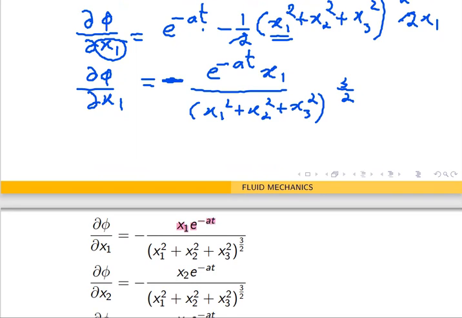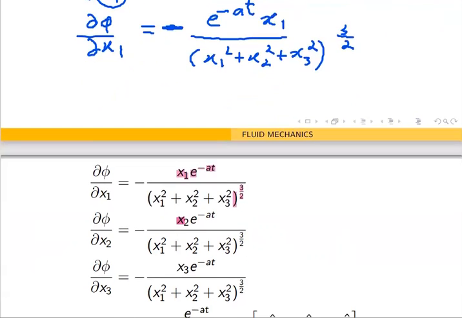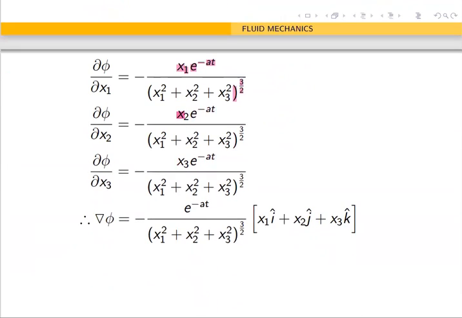So x1 e power minus at, and the denominator is (x1 square plus x2 square plus x3 square) whole to the power 3 by 2. Similarly, dou phi by dou x2 will be x2 there, and dou phi by dou x3 will be x3 over there. Okay, so gradient phi will be equal to, now substituting all these things, right?